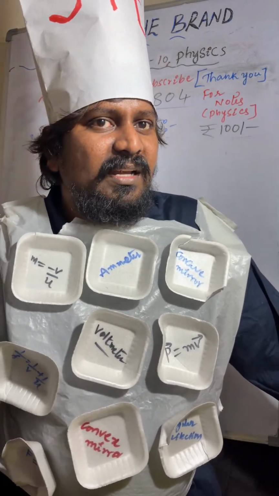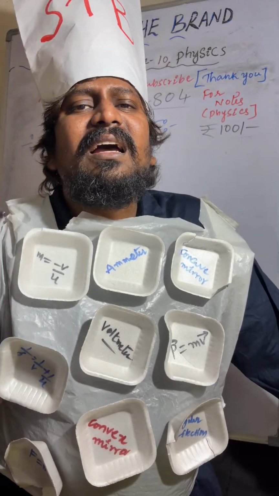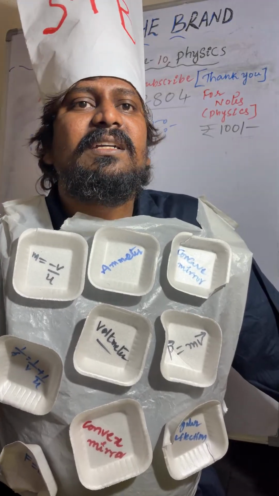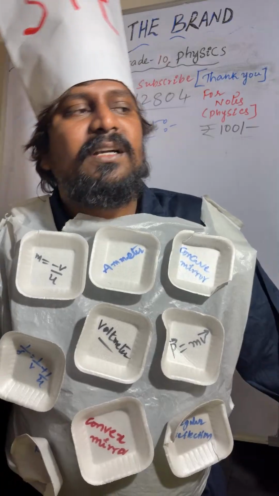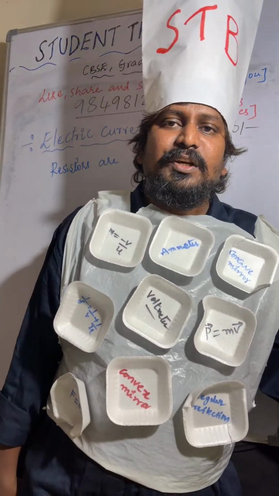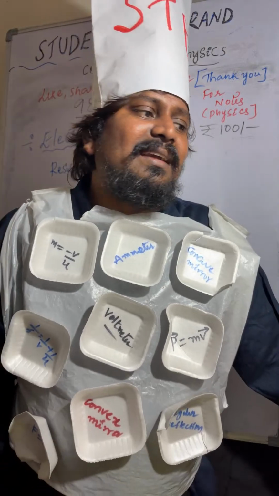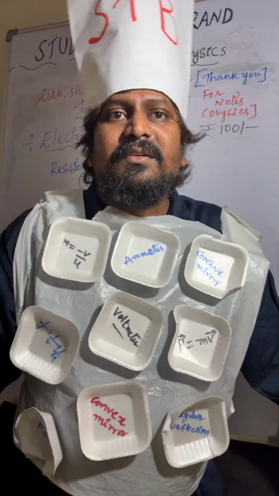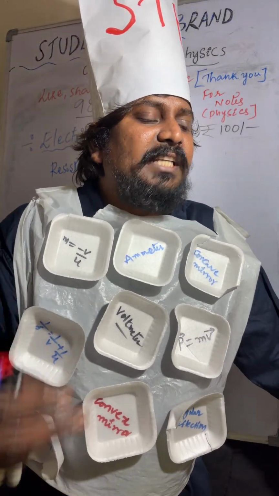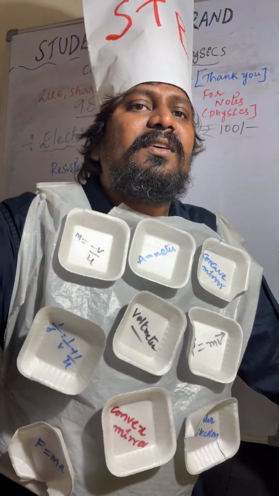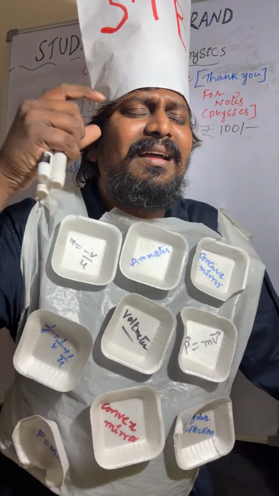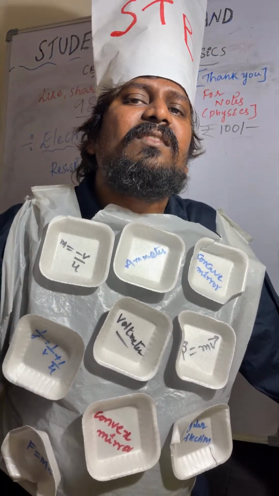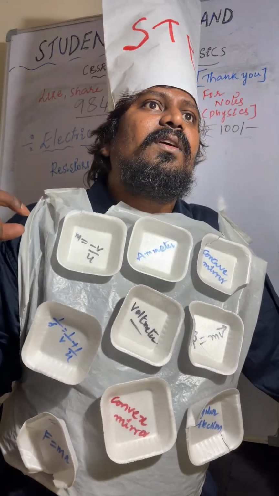Quantization of charge. Quantization of charge is nothing but the number of charges moving in the conductor. Q equal to Ne. On one electron, how much charge is present? 1.6 into 10 power minus 19 coulomb. In 1 coulomb, how many electrons are present? 6.25 into 10 power 18 electrons are present. So that is about 1 coulomb.